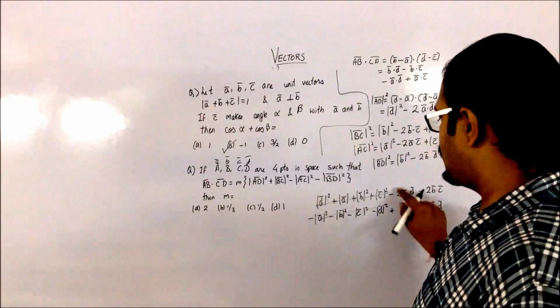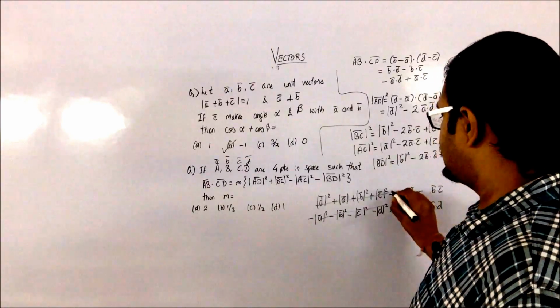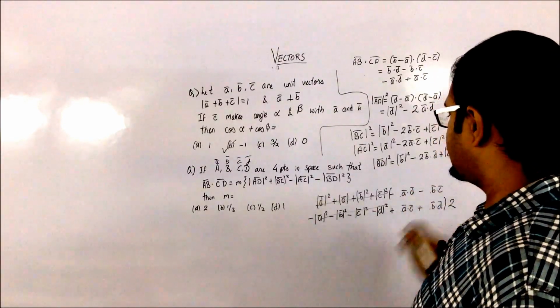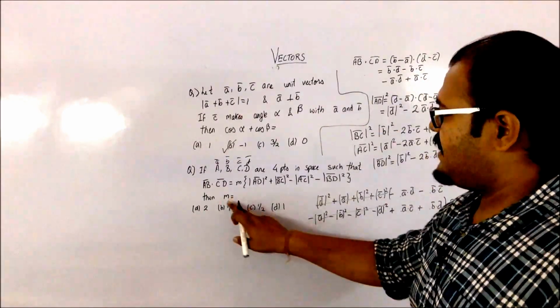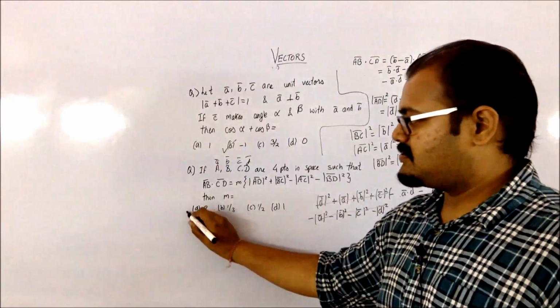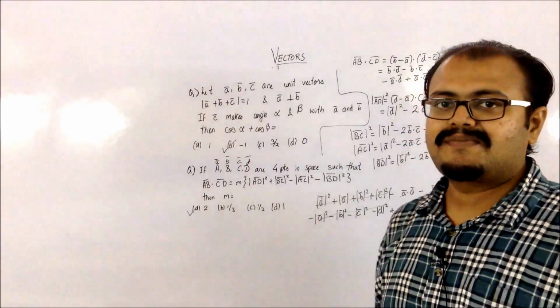so I can take the 2 common from there. So I am having outside this as 2. If I compare with this, basically my M should be the value 2. So your option is A.